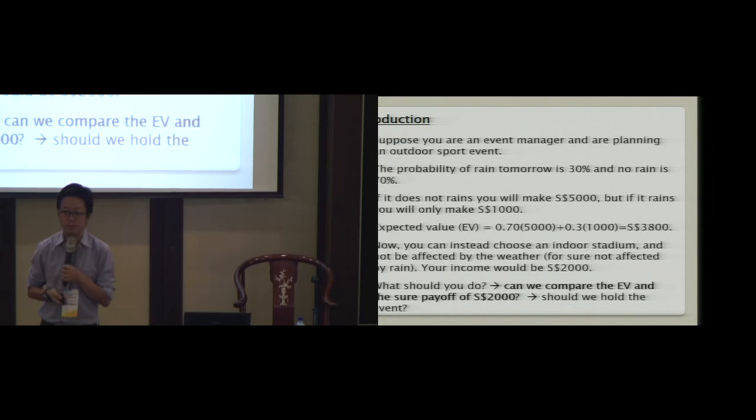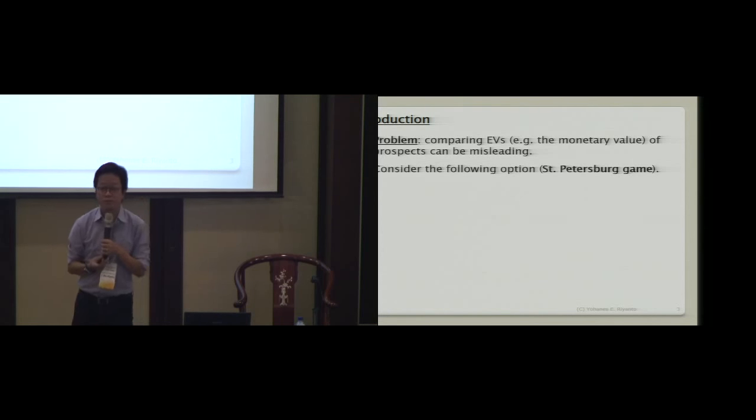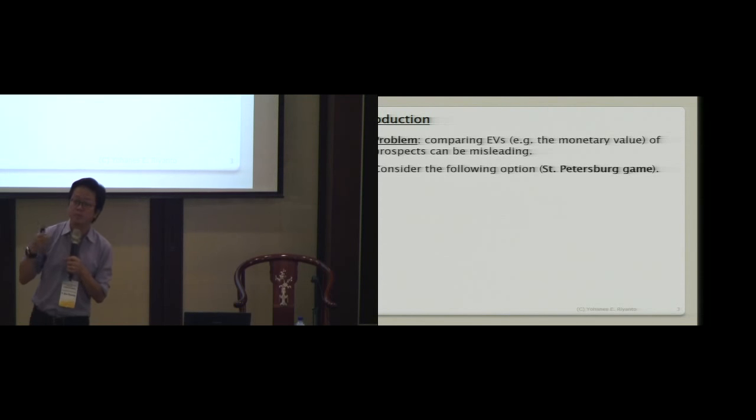So that's why, when economists look at decision making under risk and uncertainty, they look at something else rather than comparing the expected value. Okay? So there is a problem when we compare the expected value. Let me give you another example. How many of you have heard about something called the St. Petersburg paradox?